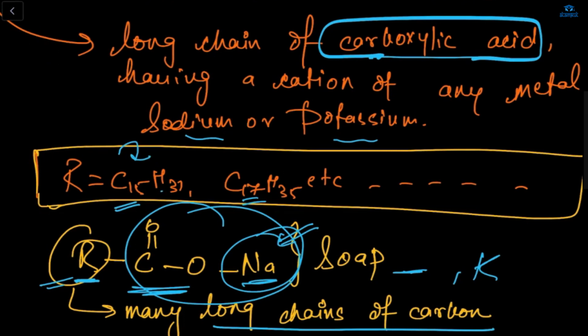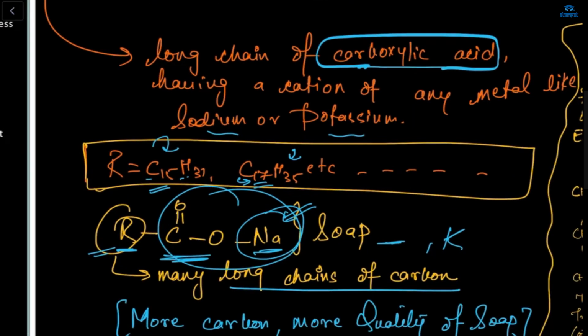With C, obviously there will be hydrogen because it's a hydrocarbon compound. So carbon and hydrogen, and if we take carbon 17, we have to put 35 hydrogen. So this is the basic definition of soap, and this is your formula.